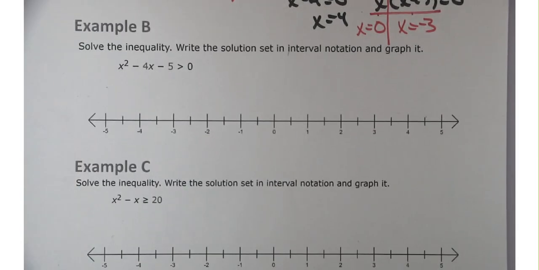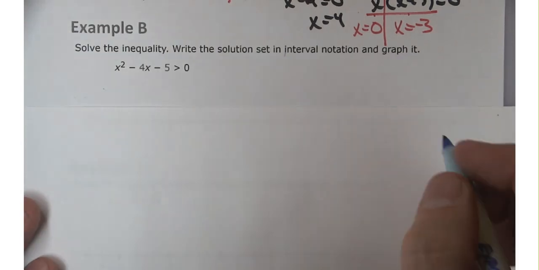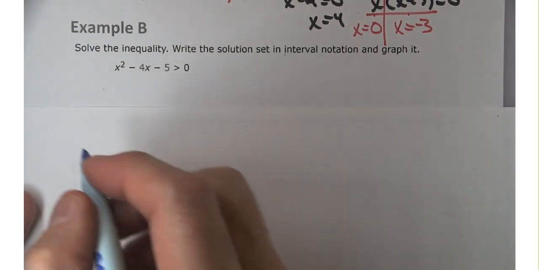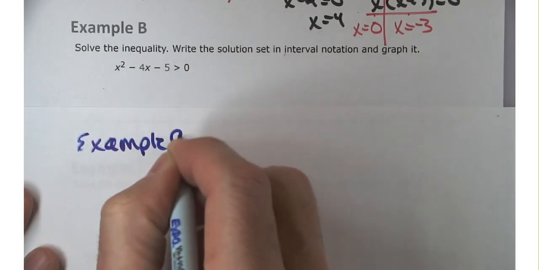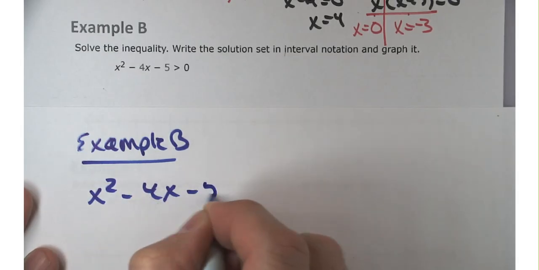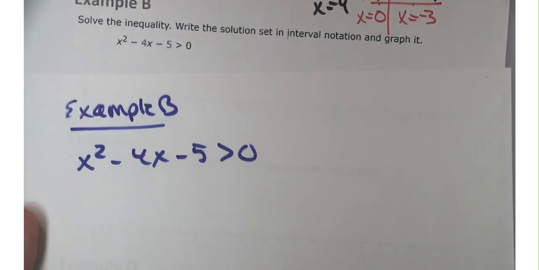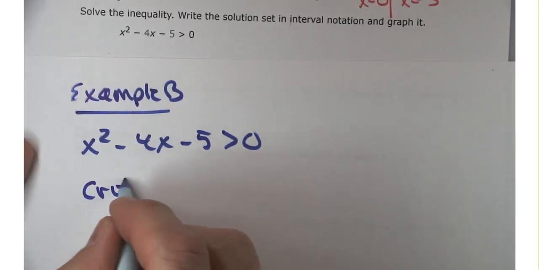Let's move down to example B here and actually do one of these problems all the way through. So we've got x squared minus 4x minus 5 is greater than 0. Keep in mind that's not a greater than or equal to, it's greater than 0. So example B, x squared minus 4x minus 5 is greater than 0. Here's what I'm going to suggest. Let's first of all find our critical points.